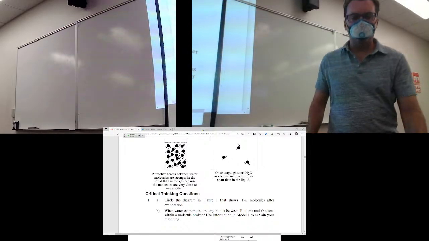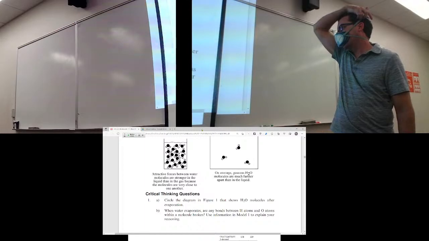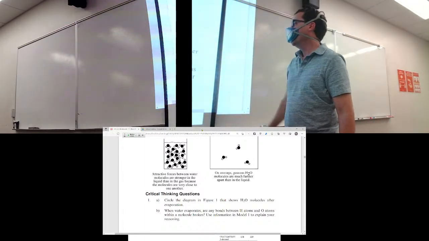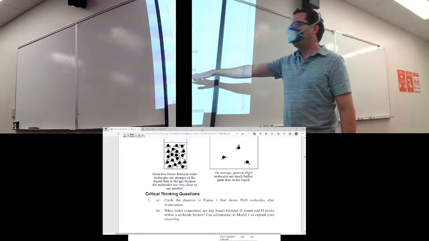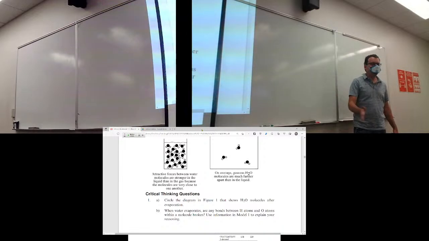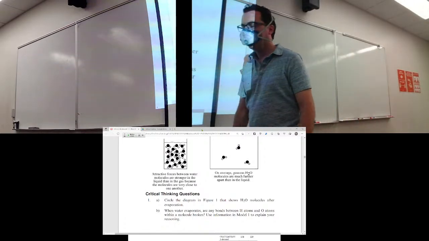So let's talk about the answers real quick. I think this is hopefully pretty clear. This one is after evaporation. And 1B is a gentle reminder that these are physical changes. When you do a physical change, you do not change the particles themselves. So H2O is still H2O. You're not breaking any bonds.